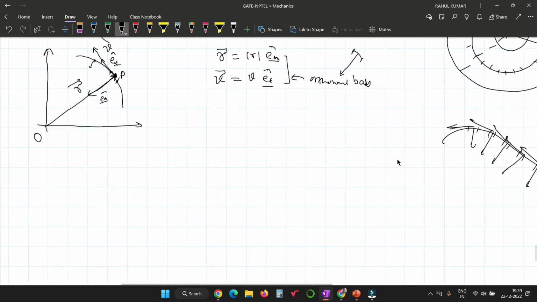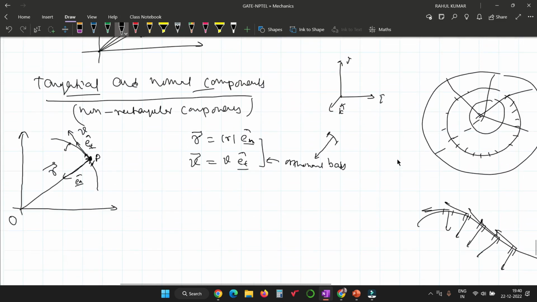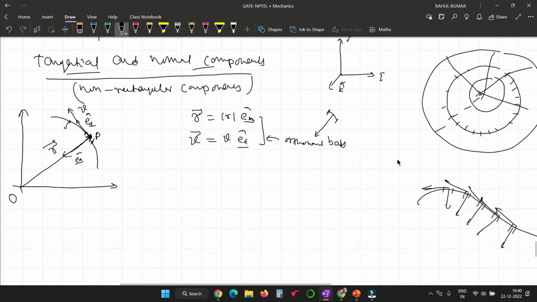Okay, so there is a difference. Obviously polar coordinate is also a part of curvilinear motion, but curvilinear motion is a general thing. So here Et and En form an orthonormal basis. Definitely En is always perpendicular to Et, and the magnitude of En is 1, which is exactly equal to the magnitude of Et.